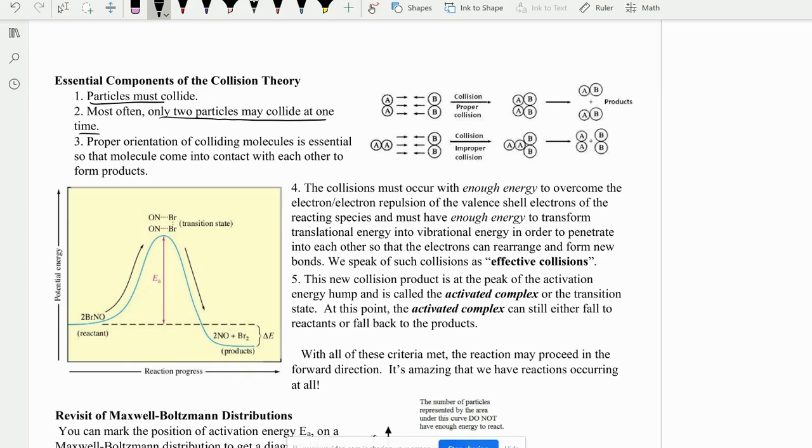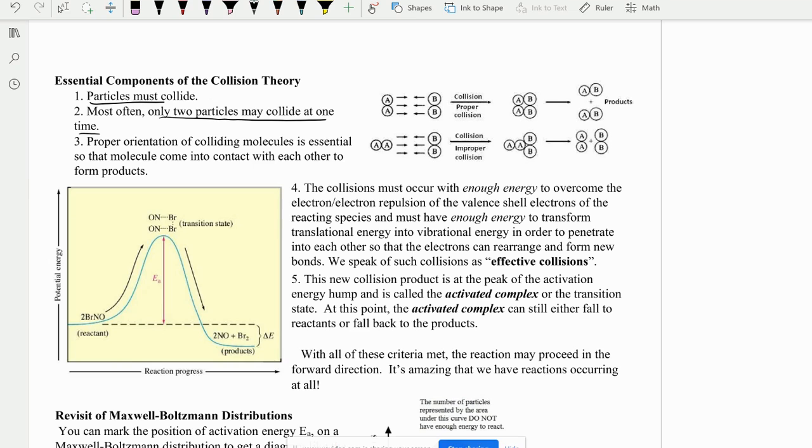Now, the fourth point of collision theory, which is over here, I'm circling it right now in case I put some images there and chopped it up a bit. I apologize. But the collisions must occur with enough energy, I keep saying this, to overcome the electron-electron repulsion of the valence shell electrons of either reacting species.